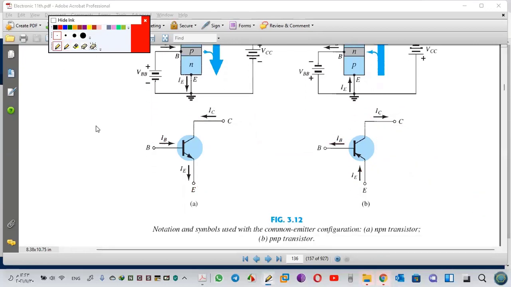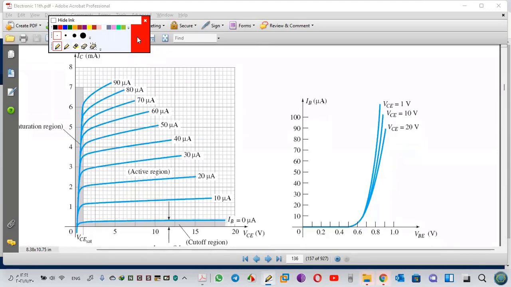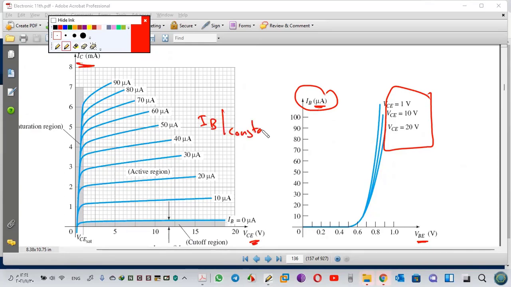Okay, now let's go to the curve. Same thing here, but see this one: IB here in microampere with VBE when VCE, the output voltage, is constant. Second thing, see this one: it is IC with VCE when the input IB is constant. Let's study 3 regions: cut off, active, and saturation.